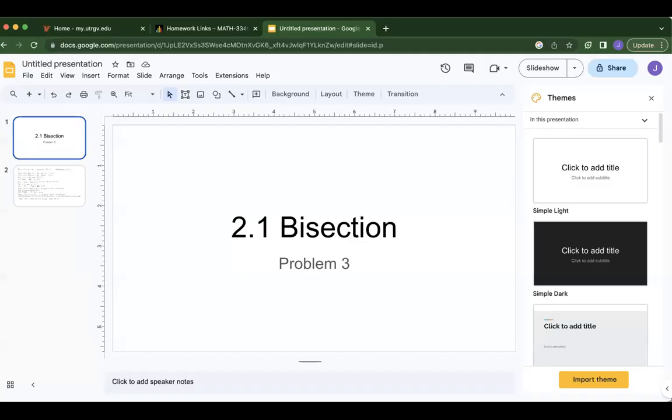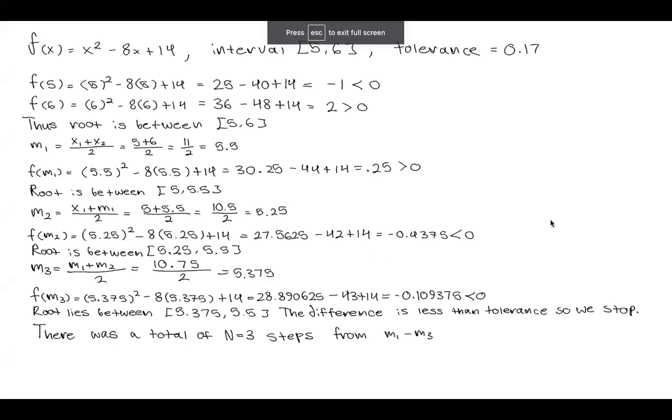All right, so we're going to be doing a presentation on my solution for 2.1 bisection, problem number 3. Let's get into it. So we had our question, which was: find the root between the interval 5, 6 with tolerance 0.7.